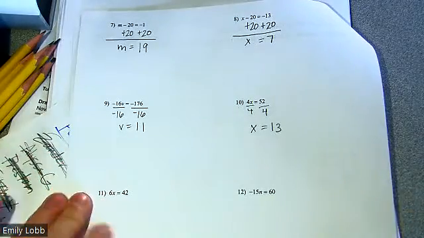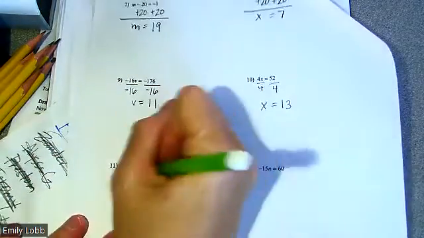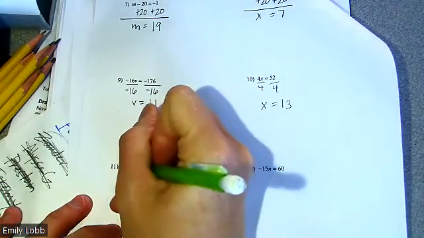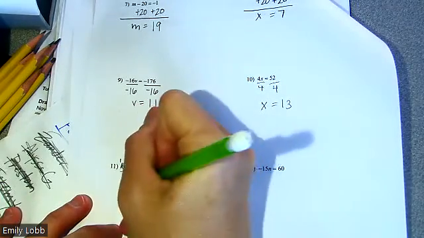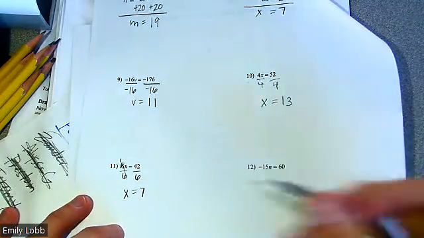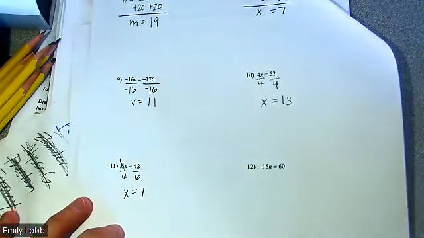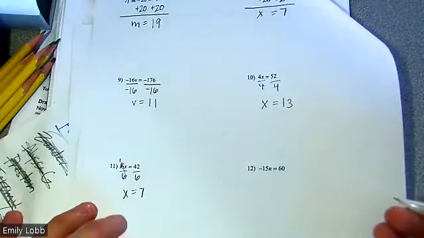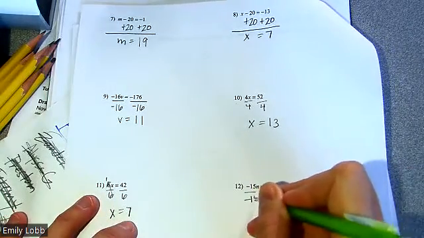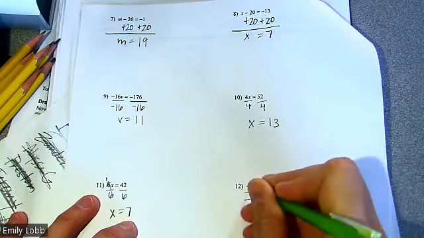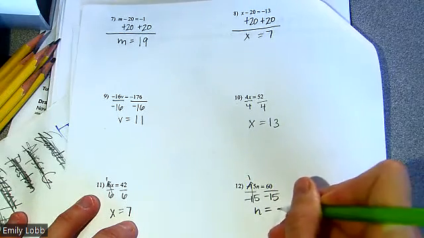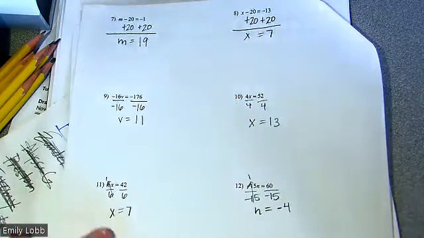X is being multiplied by 6. To undo multiplication, again, I divide both sides. Because 6 divided by 6 is 1, 1x is equal to 7. And then you can put it in. Yes, 6 times 7 does equal 42. This time I have to divide both sides by negative 15. Because remember, I want 1n. N is equal to negative 4. Is that what you got?